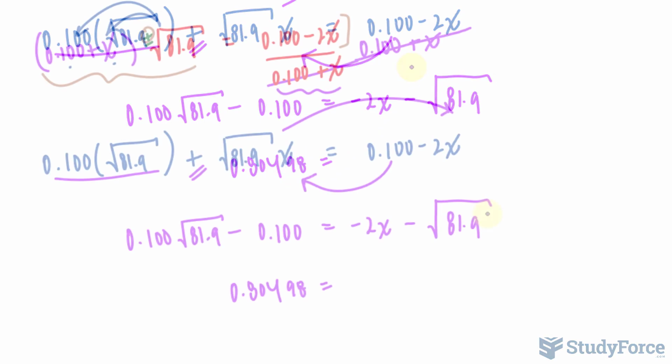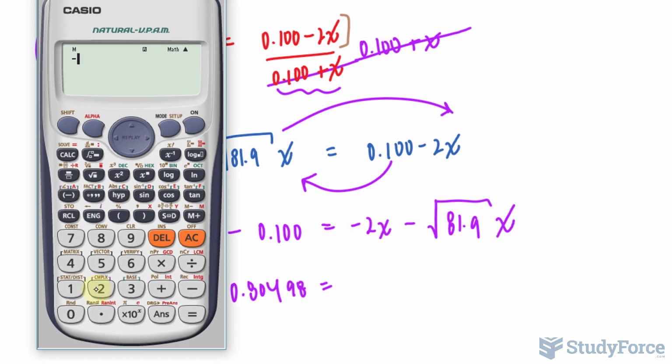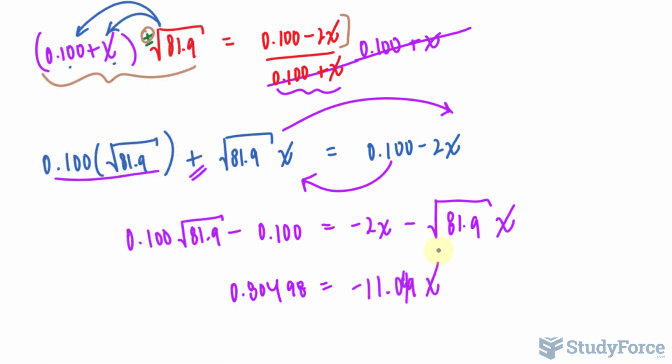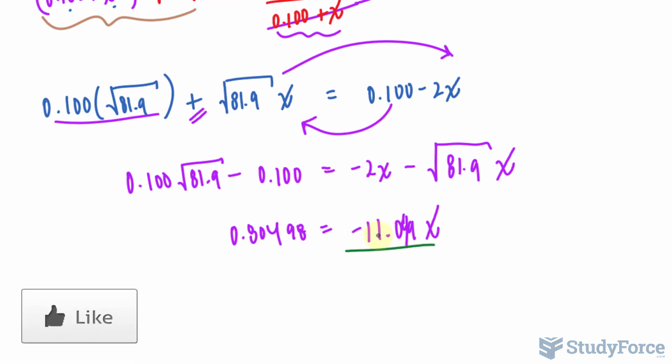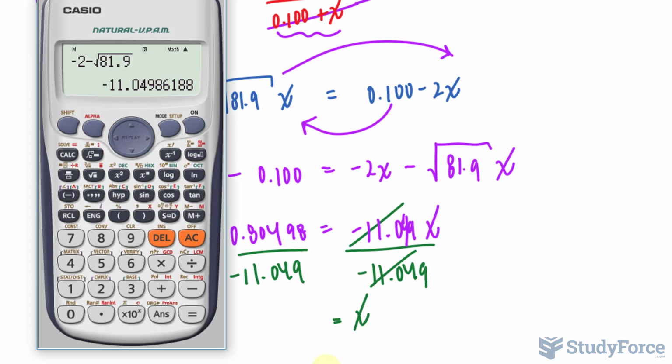And on the right side, I do realize there's supposed to be a negative here. I almost forgot. Negative 2 minus square root of 81.9. And that gives us negative 11.049 and the x. To solve for x, we divide both sides by this number, and this cancels out with that, leaving us with what x is equal to. 0.80498 divided by negative 11.049, and we get a negative number.